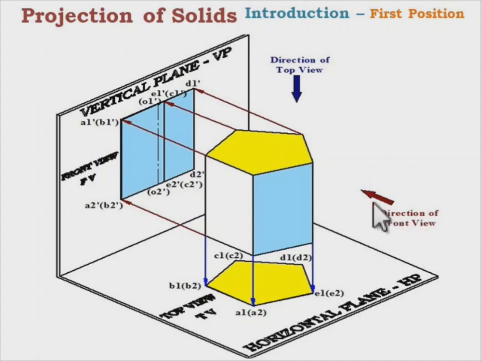In the direction of front view, these front faces are visible, marked in blue. The corners enclosing these faces, A1 dash is visible, B1 dash is hidden, A2 dash is visible, B2 dash is hidden, E1 dash is visible, C1 dash is hidden, E2 dash is visible, C2 dash is hidden, D1 dash is visible, D2 dash is hidden.